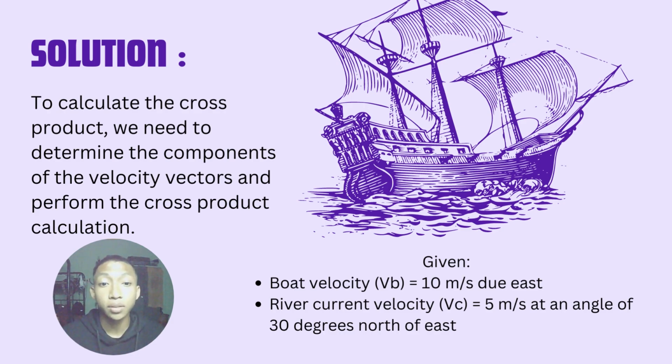Solution. To calculate the cross product, we need to determine the components of the velocity vectors and perform the cross product calculation. Boat velocity, or we can write it as VB, is equal to 10 meters per second south. Next is the river current velocity, or we can write it as VC, which is equal to 5 meters per second at an angle of 30 degrees north of south.